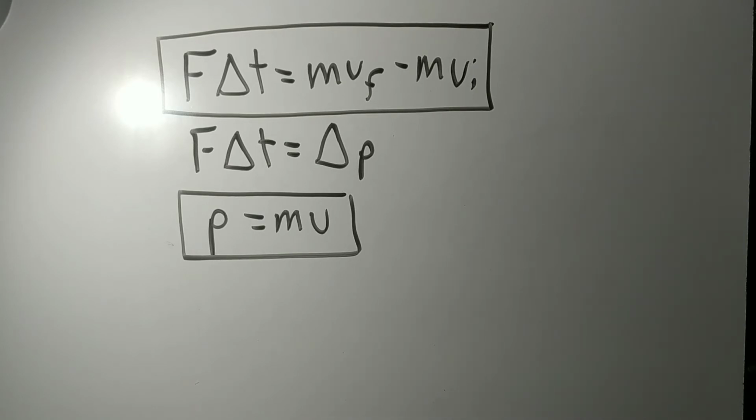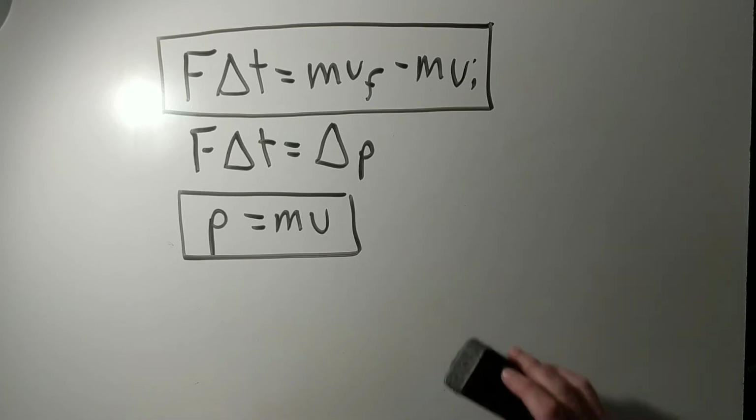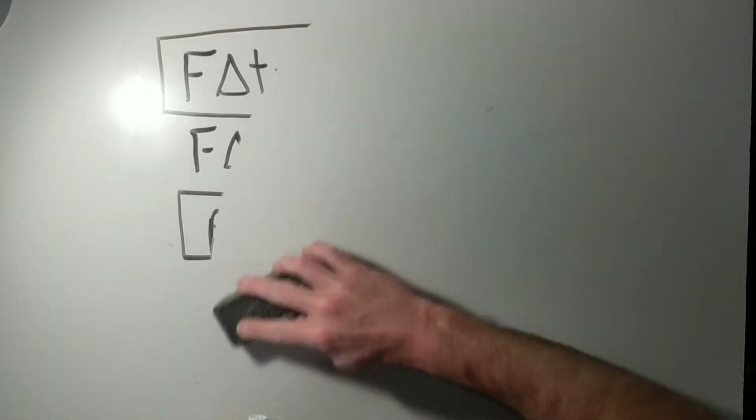So let's take a look at an actual example with this, and we'll see how to use this equation. Now, I recommend that when you do problems, you draw a picture of what's happening, because it'll be much easier to see that way. So let's say we have a baseball. Here's a little baseball.